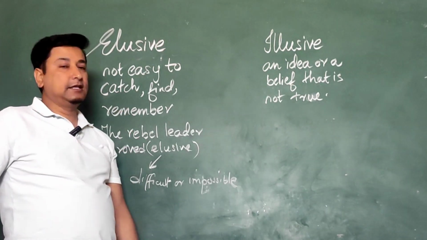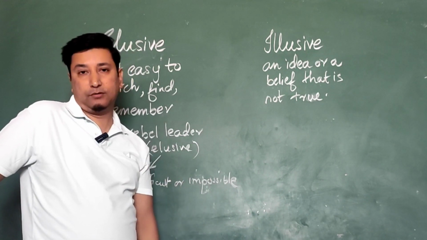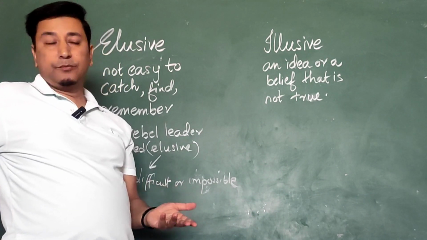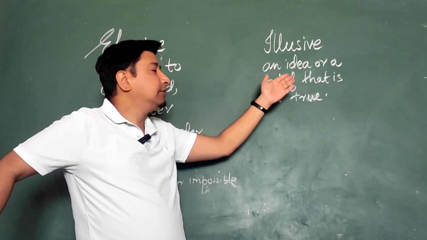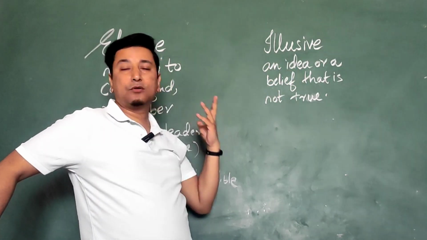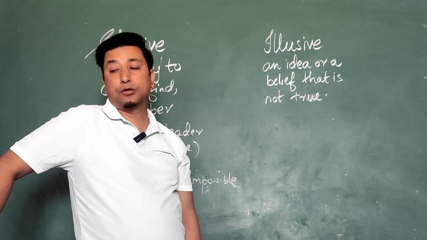Now let us see the example for illusive. But before that, let us know what illusive is all about. Illusive is also an idea. It is nothing but an idea or a belief, okay, that is not true. It's a belief system that we believe, but it actually is not true.